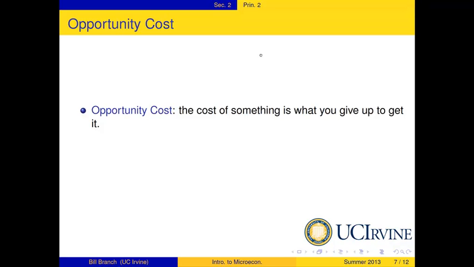Principle 2 is this concept of opportunity cost. And opportunity cost will be an idea that's very important and we'll come back to repeatedly during this course. The definition of opportunity cost is that the cost of something is what you give up to get it.